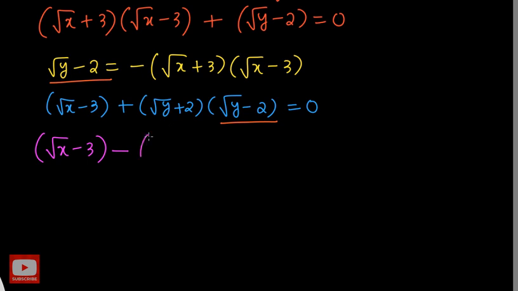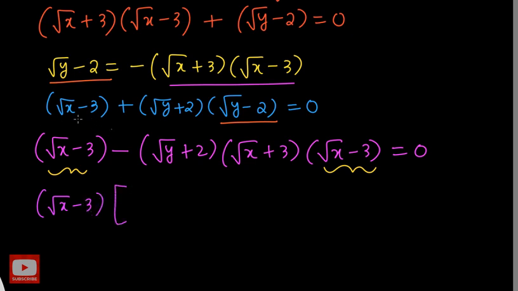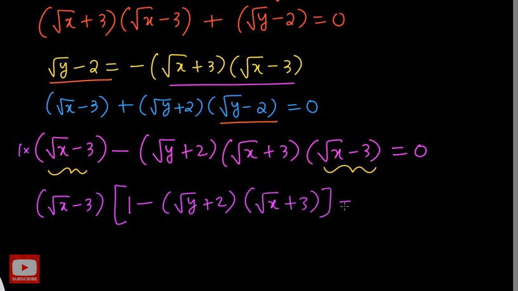Okay, so we have root y plus 2, and just write these two terms, that is root x plus 3 times root x minus 3 equal to 0. Now you can see that we have root x minus 3 as a common factor, right? So we'll take it outside. If you take it outside, we have root x minus 3 outside, and in the bracket here we have just 1, like 1 into this. So we have 1 minus these two terms, that is root y plus 2 times root x plus 3, that is equal to 0. From here we have the zero product rule, right?